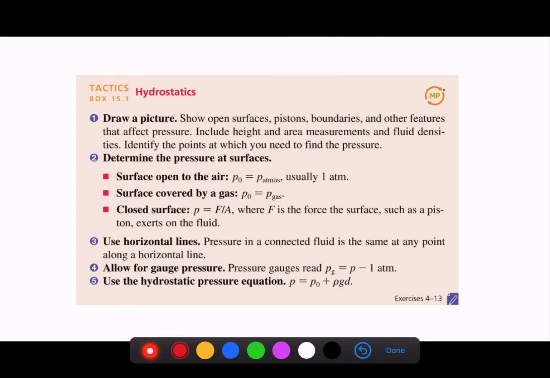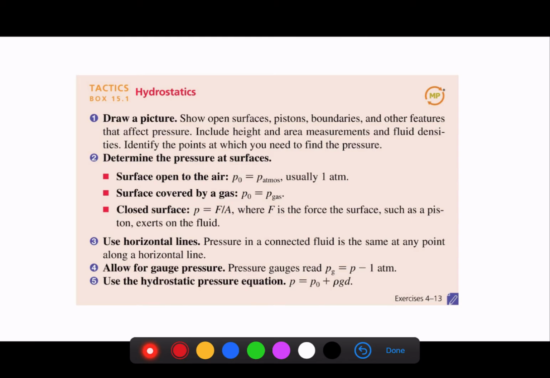We can summarize our investigation of hydrostatics with the items in this tactics box from your textbook. When you start, you should always start with a picture because you need to identify where the open surfaces are, where the pistons are, any sort of boundaries, and any other features that might affect pressure. Include your knowns and unknowns, like the density of the fluid or the height or area of particular items.